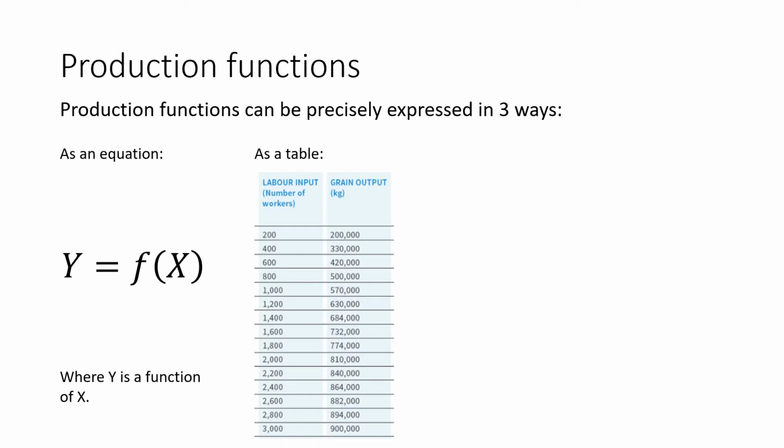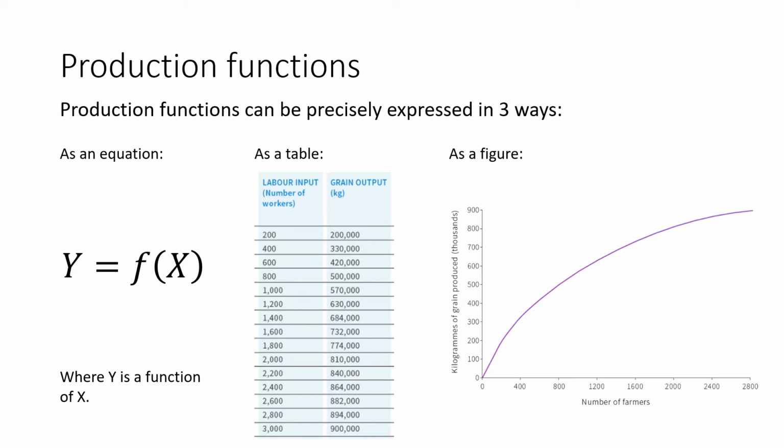Secondly, we can express the same thing as a table. In our case, we can see an input of 200 laborers would result in 200,000 kilograms of grain. And lastly, we can illustrate this as a figure. So walk through these and figure out which one is most comfortable for you, and try to practice your homework with each of these three examples.